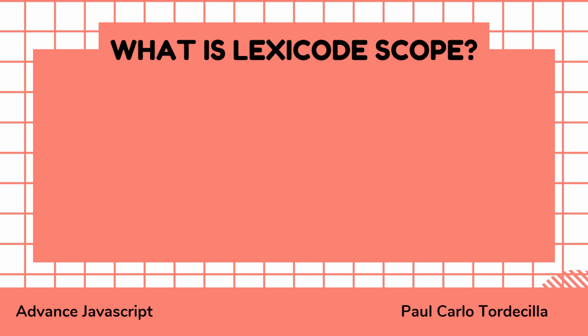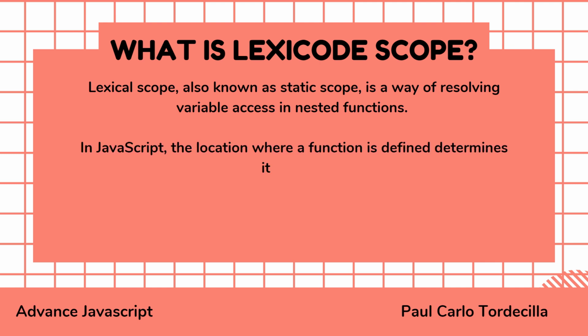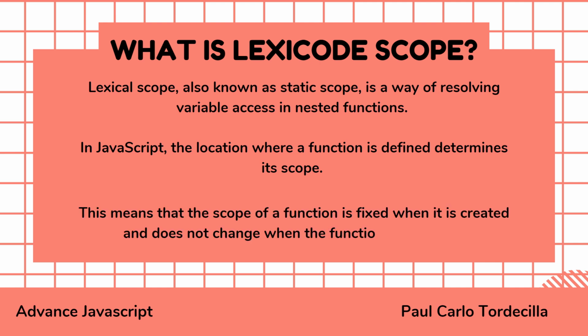What is lexical scope? Lexical scope, also known as static scope, is a way of resolving variable access in nested functions. In JavaScript, the location where a function is defined determines its scope. This means that the scope of a function is fixed when it is created and does not change when the function is executed.